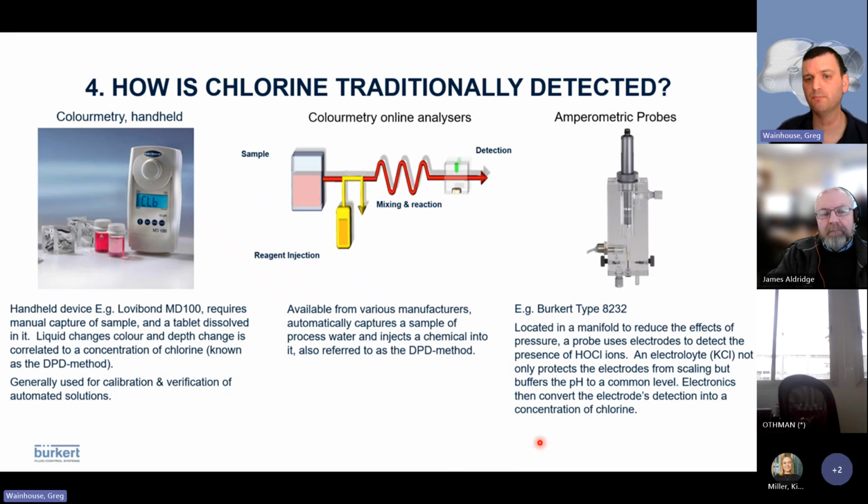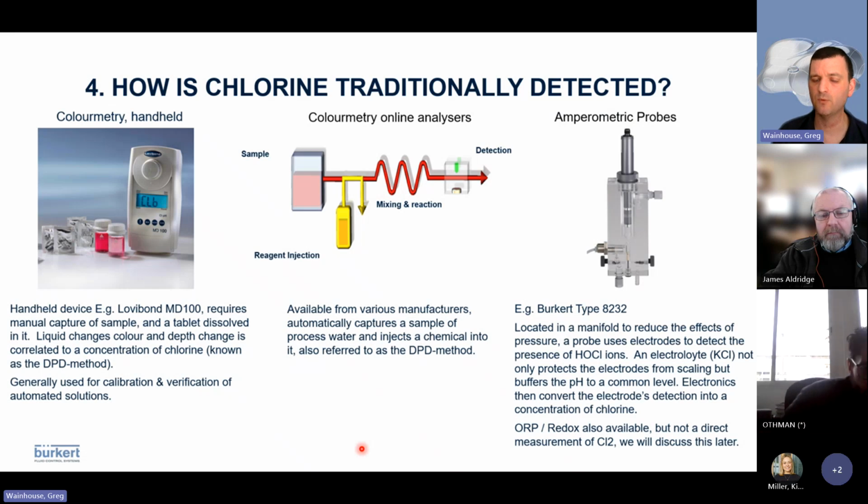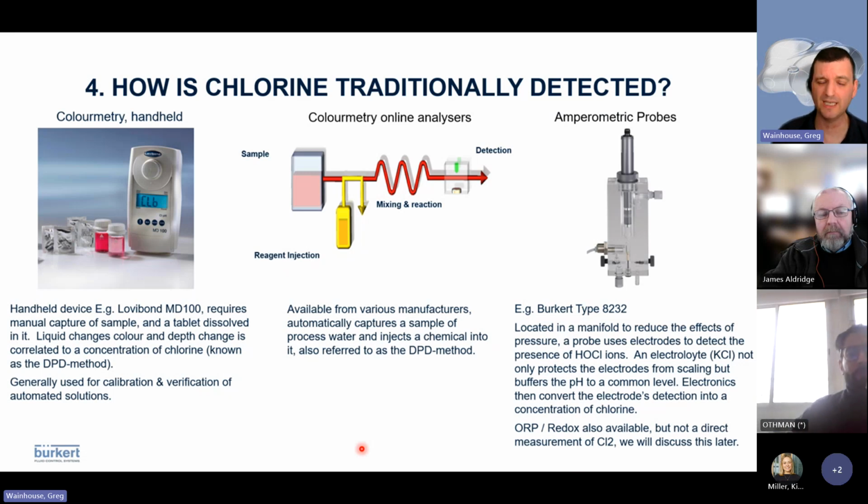There is another type of probe that we can also deploy to detect chlorine called ORP, oxidation reduction potential, or redox, but it's not a direct measurement of chlorine. It's detecting whether the media that's in there is an oxidizing species. And we'll touch on that a little bit later, but it's not an actual measurement of chlorine. So we're not going to include that as a method of measuring chlorine.